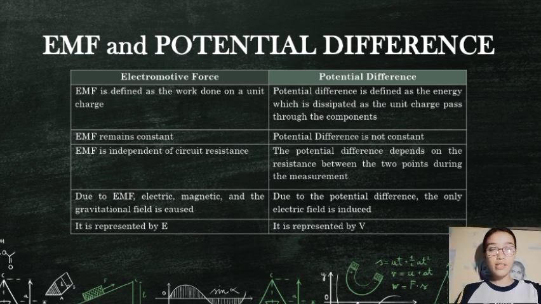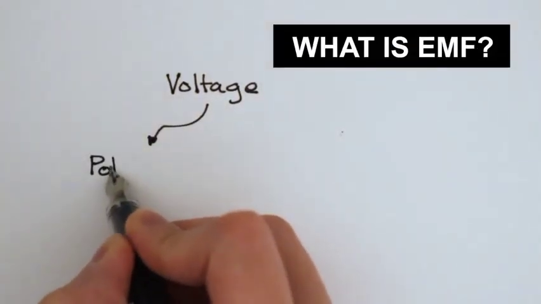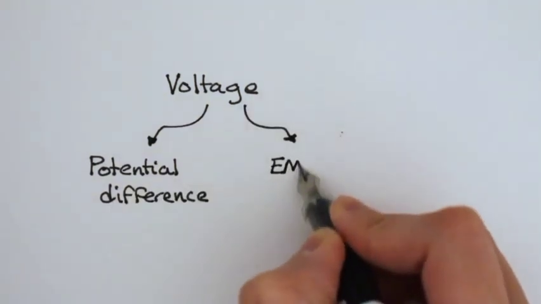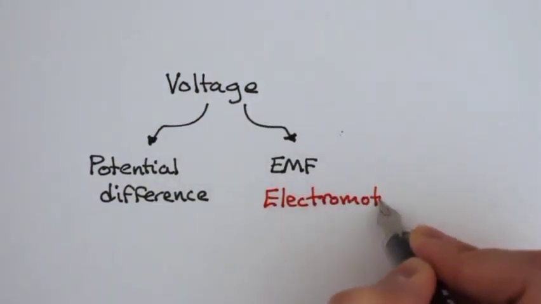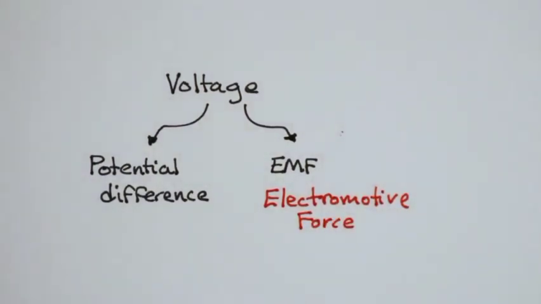To further understand the relationship of EMF and potential difference, let's watch this short video. The category of voltage can be split into two subcategories, potential difference and EMF. EMF is an acronym for electromotive force, although it isn't actually a force. So what is the difference between EMF and potential difference?